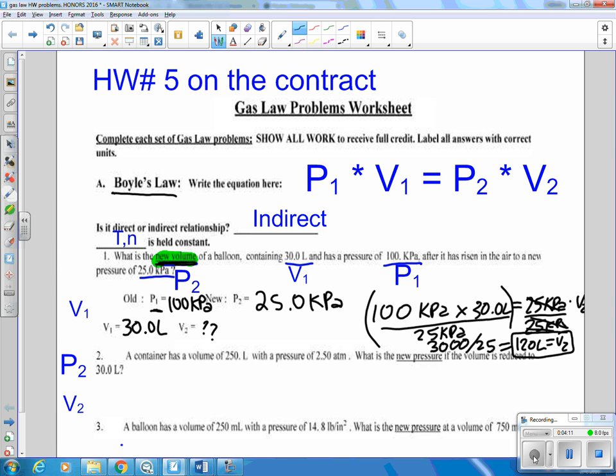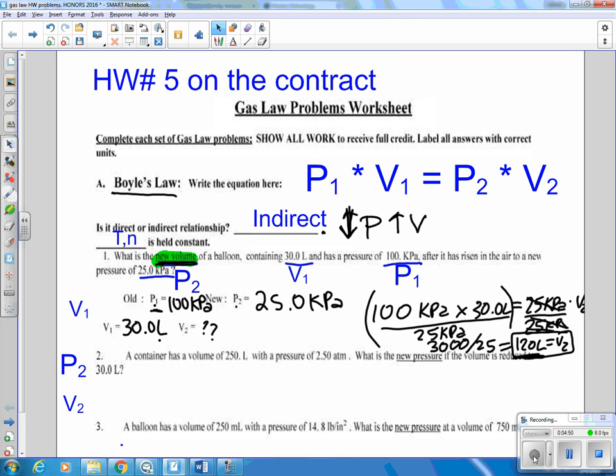Okay, I just wanted to point out that the pressure from P1 to P2 is going down 4 times, and you'll notice that the volume from 30 liters to 120 liters goes up 4 times. So the whole essence of inverse is that when the pressure goes down, the volume goes up, and that's exactly what happened. 120 is greater than 30. Okay? So let's go on and do another example.